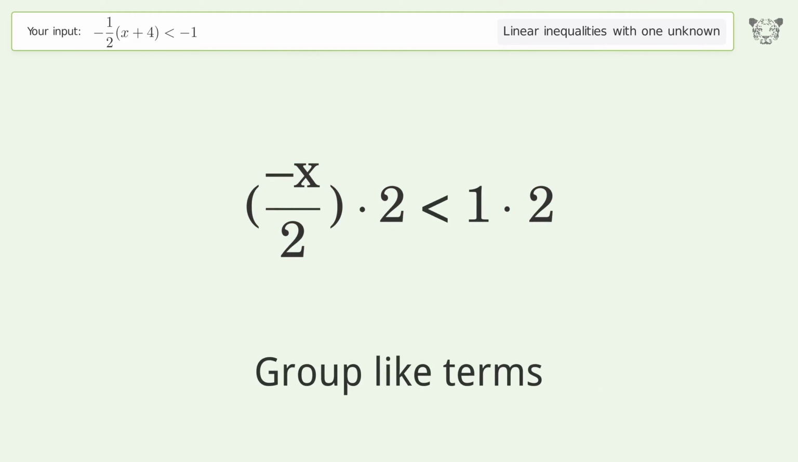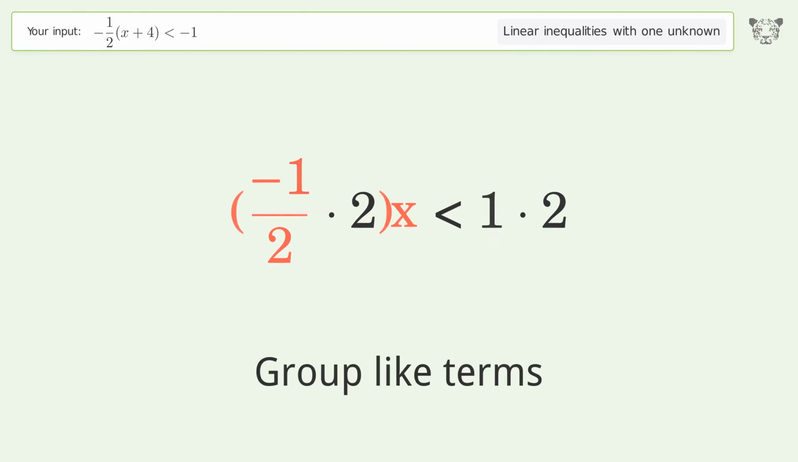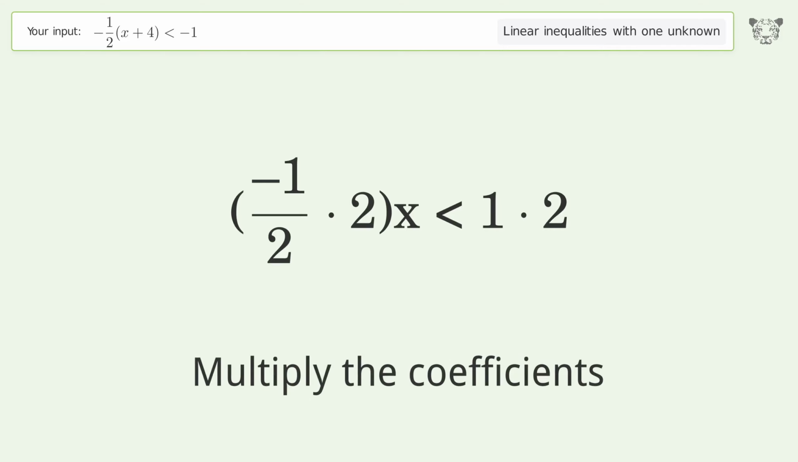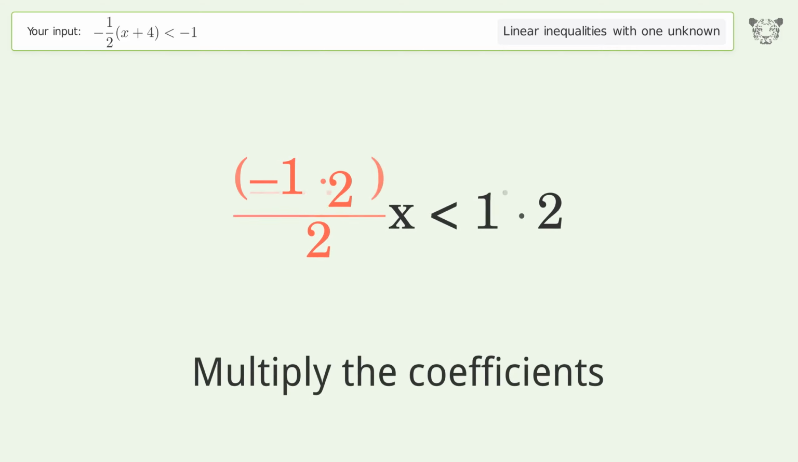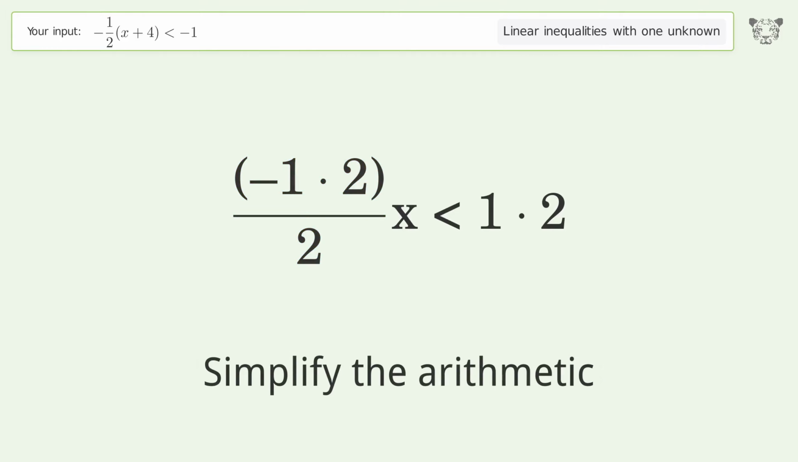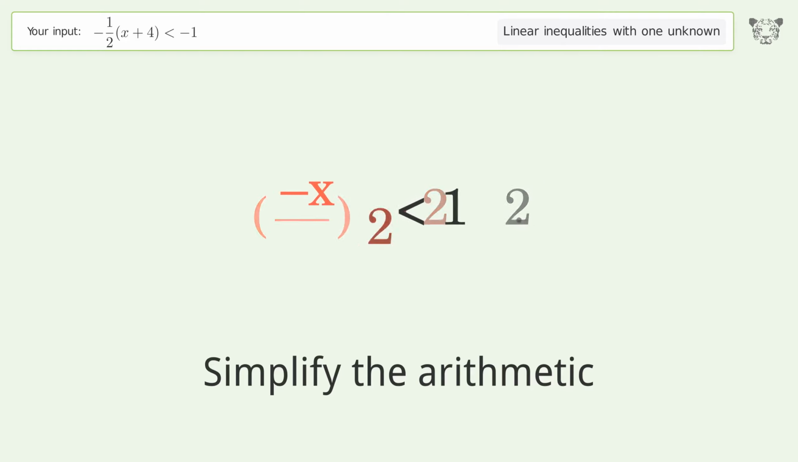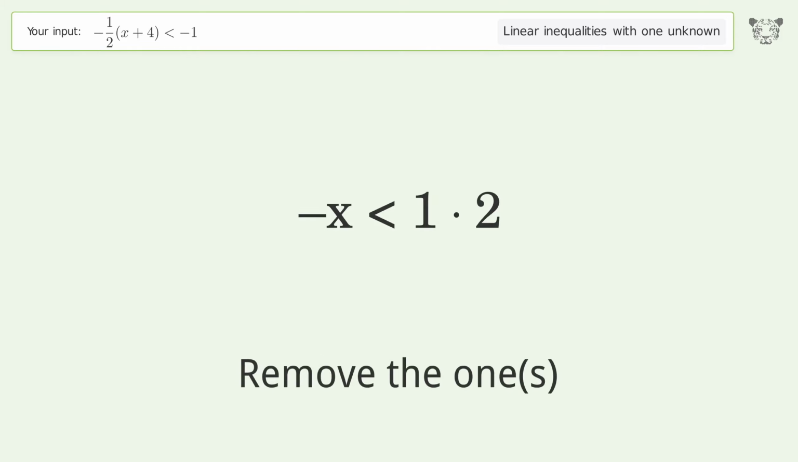Group like terms. Multiply the coefficients. Simplify the arithmetic. Remove the ones.